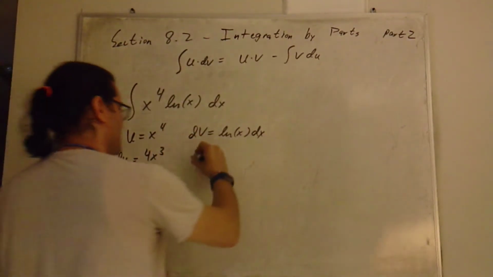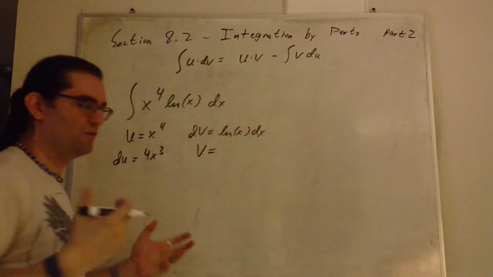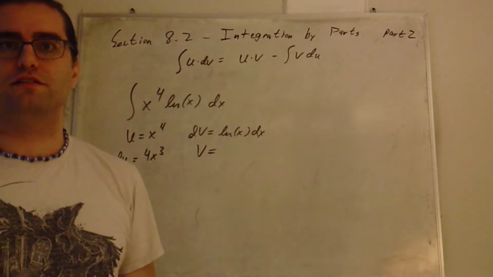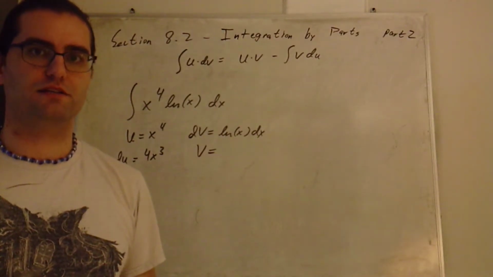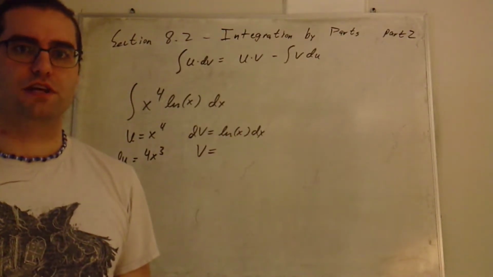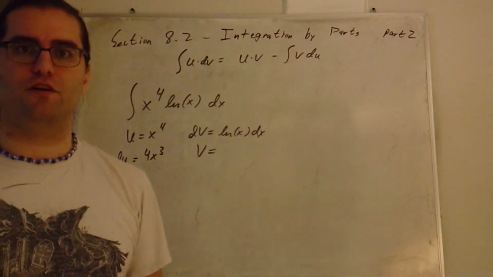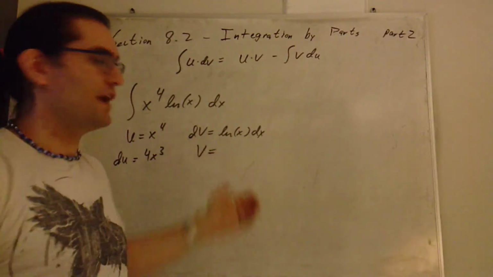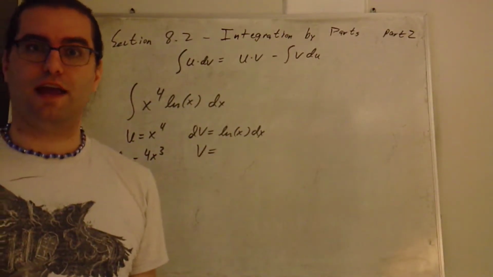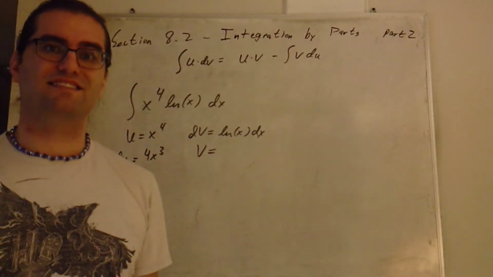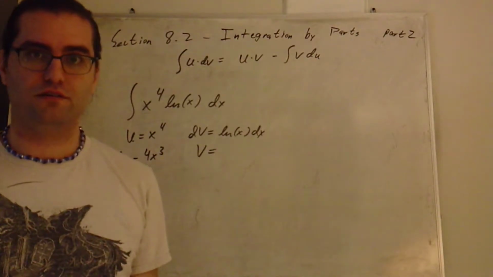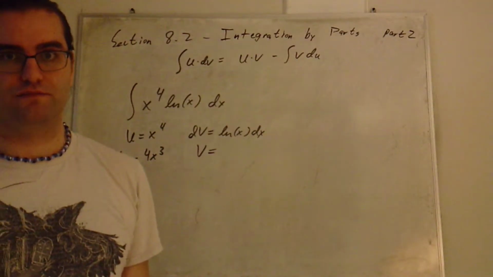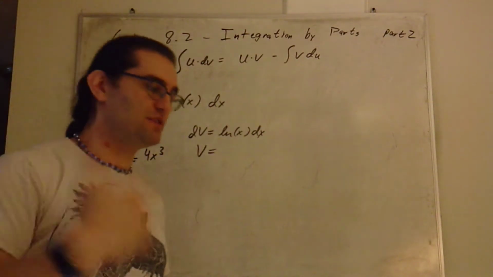To get v, we need to integrate the natural log, and that, believe it or not, is something we haven't done yet. When I do this in classrooms full of a live audience, lots of people try to tell me that v should be 1 over x. It's a very tempting answer to give, but that's the derivative of natural log. What we need here is the antiderivative of natural log, which is not 1 over x.